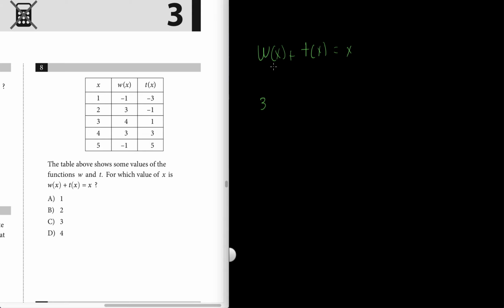3, which is w of x, plus -1, which is t of x, is equal to 2, right? And that's true. 3 minus 1 is equal to 2, so the answer is B. Remember, they asked for the value of x which makes that true. So the value of x is 2, which is B. This is a bit confusing, so I would encourage you to go back and rewatch the explanation for that right now. All right, let's go to number 9.